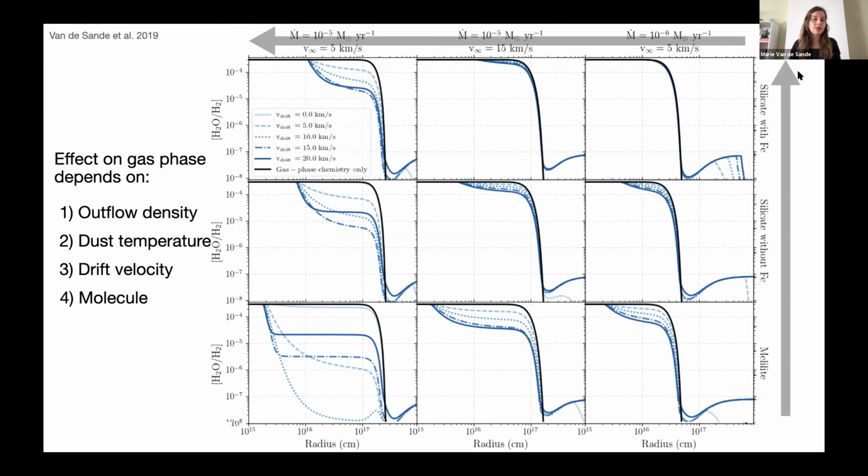If the dust is a bit faster than the gas, that's nice because there are more collisions, but it shouldn't be too fast. The drift shouldn't be too large because then sputtering starts to take over. There's a balance that needs to be struck. And finally, the type of molecule also plays a role.